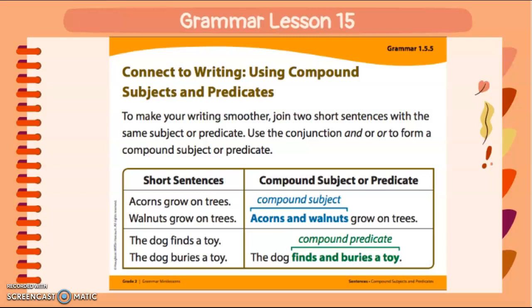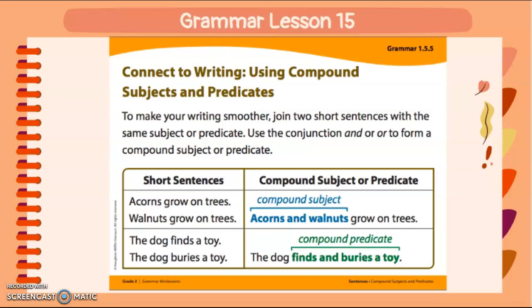Acorns grow on trees. Walnuts grow on trees. Since these two short sentences have the same predicate, we can join the two subjects together using the conjunction "and" to make a smoother sentence. Acorns and walnuts grow on trees. "Acorns and walnuts" is the compound subject, and "grow on trees" is the predicate.